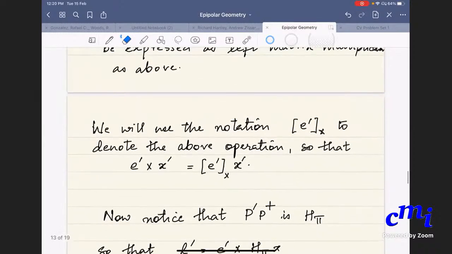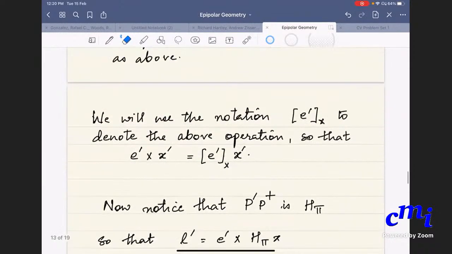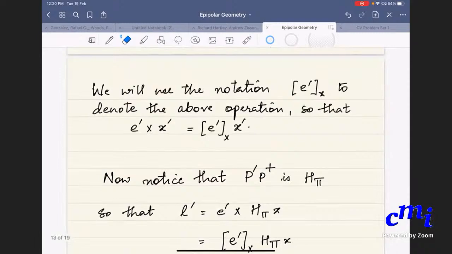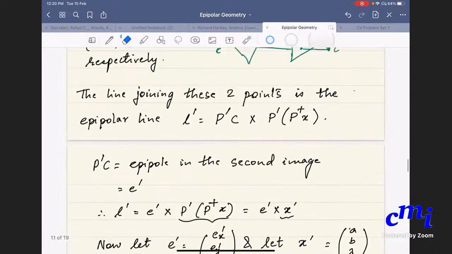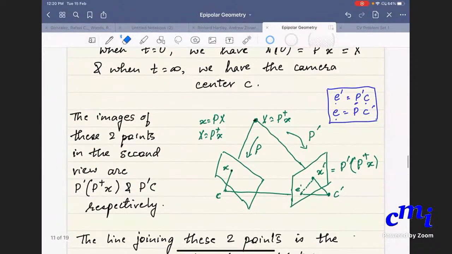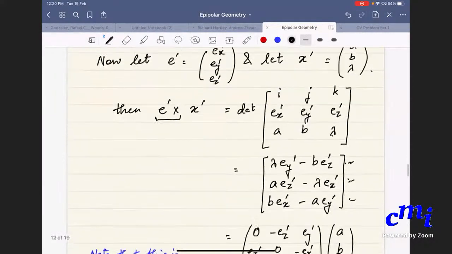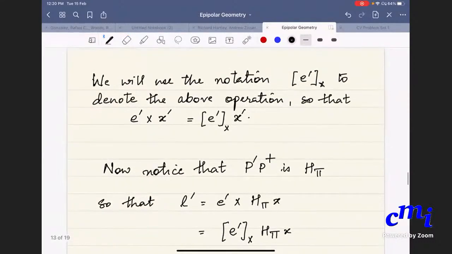So now what we want to notice is that P prime P plus is nothing but your homography from the first image to the other. Correct? If you go back to this, P prime P plus means you're sending small x to capital X and projecting it through the second camera. That's exactly what this homography does. It maps x to x prime, right? So H pi is exactly P prime P plus.